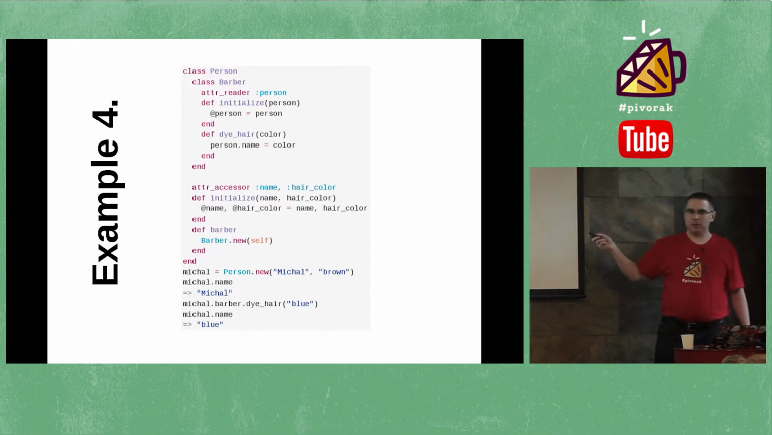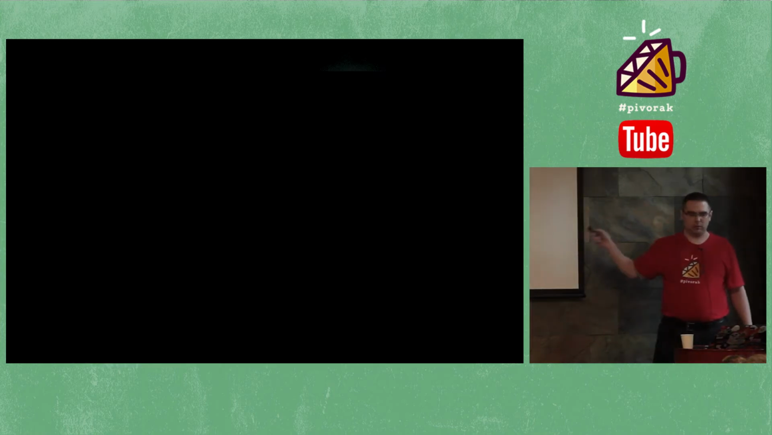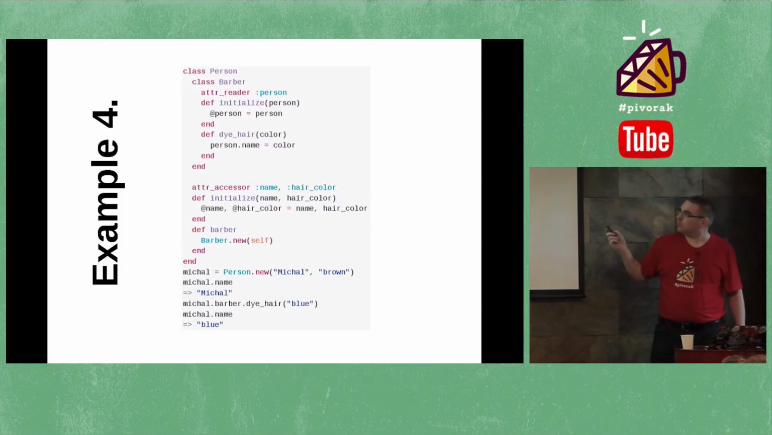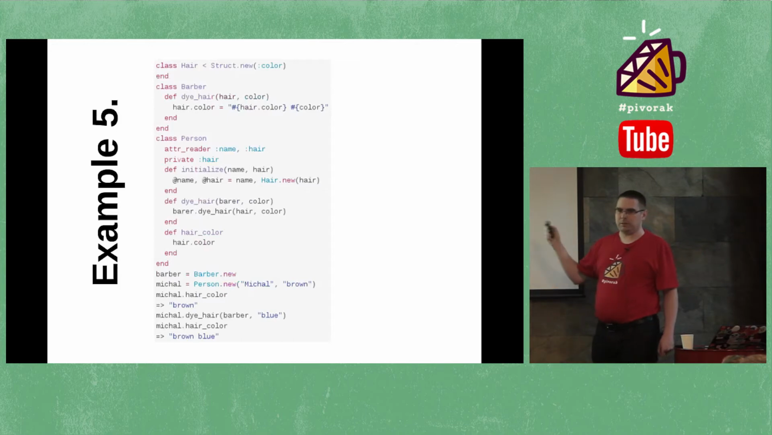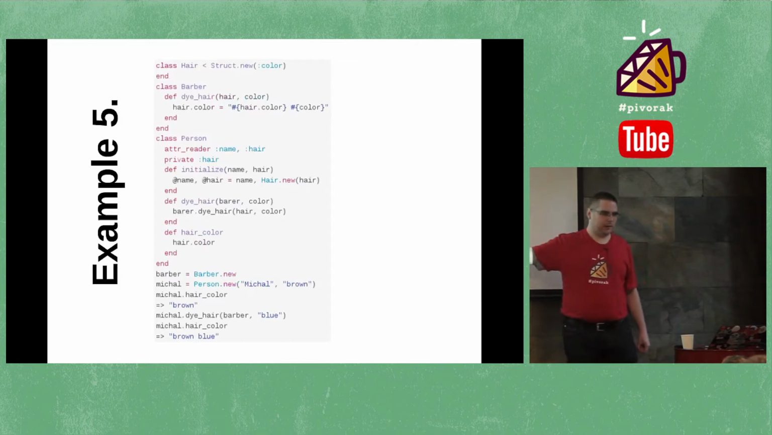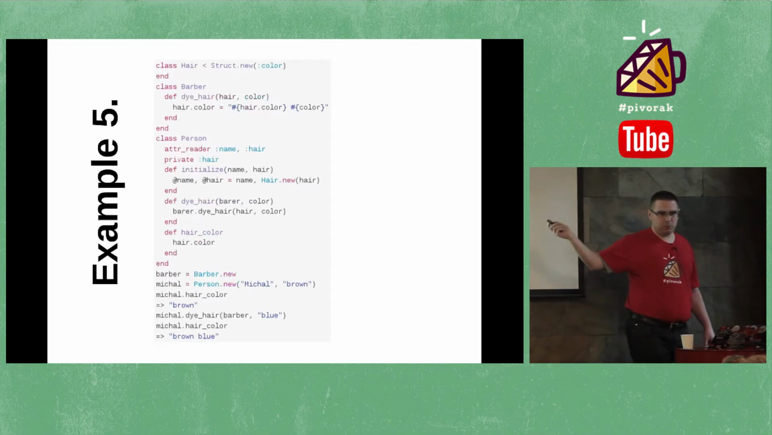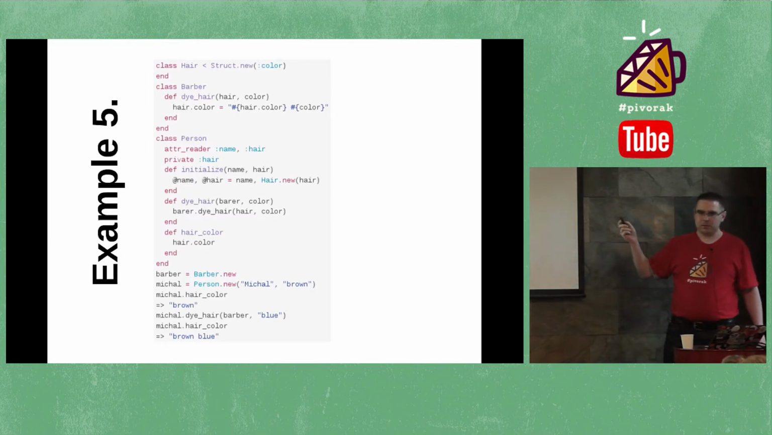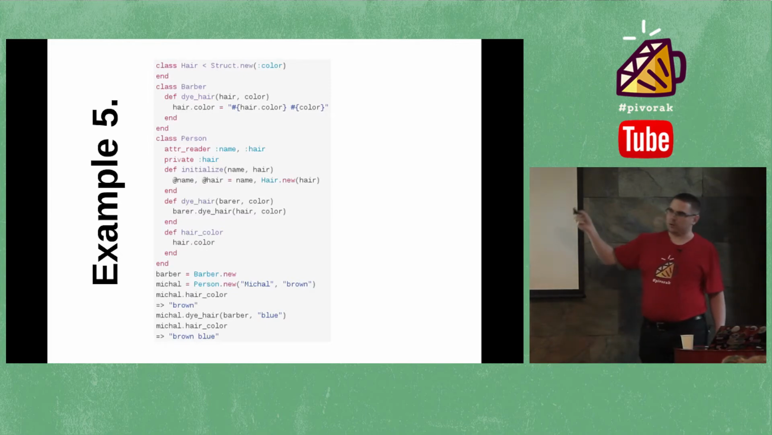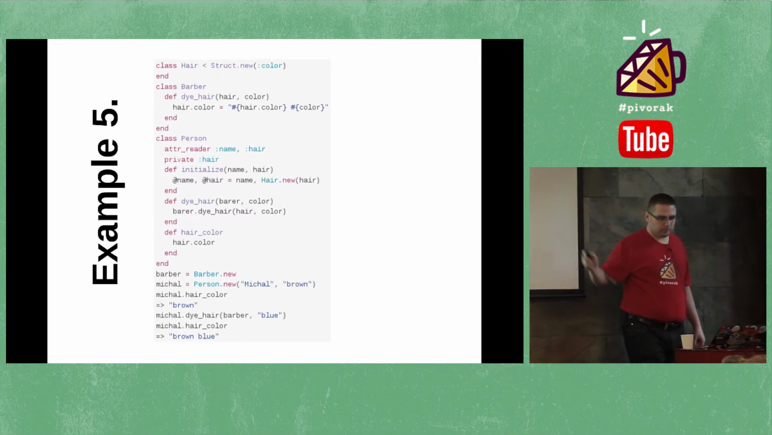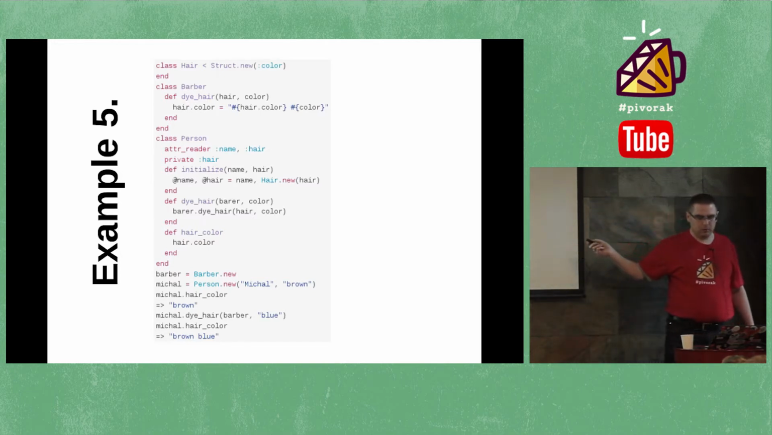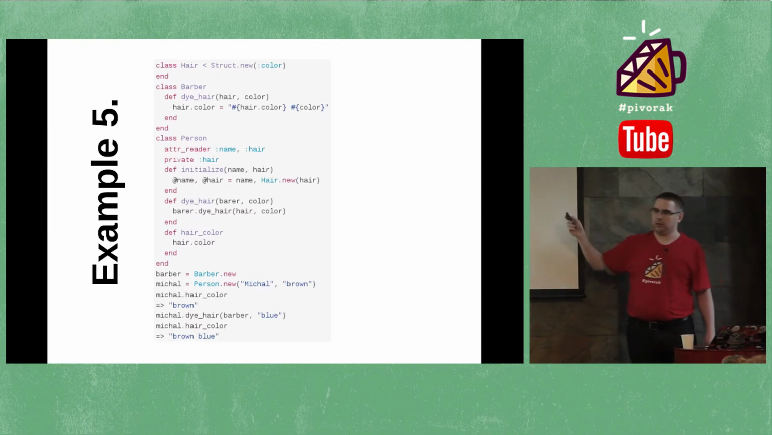We could do it better. This composition was done wrong. Oh, yeah, next example. And here we try to do it better. We define hair, we define barber separately, and the person can take the barber to dye hair and take the color, and the barber will be only allowed to change the color. It will be allowed only to work on the hair.